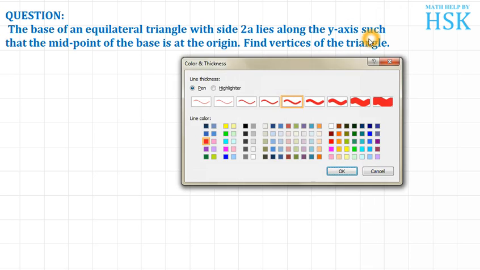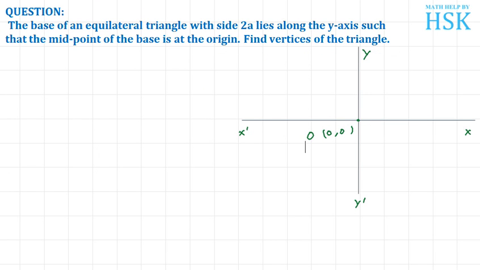Okay, so this is my coordinate axis, and on this coordinate axis I'm going to now draw an equilateral triangle. The base of the equilateral triangle with side 2a lies on the y-axis. So I draw this, that is the base of an equilateral triangle. And I'm going to complete an equilateral triangle like this.